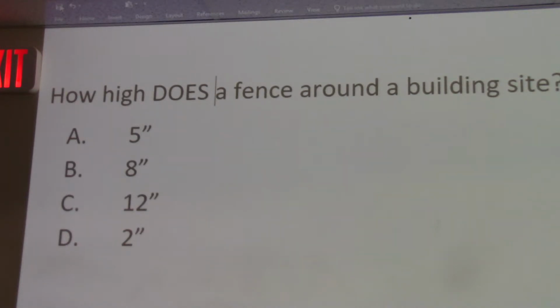What does it tell us? It just tells us go to chapter 33. It talks about safety, site work. If it said in the question, the safety fence. If it does say fence around the building site, a fence is to protect pedestrians, right?